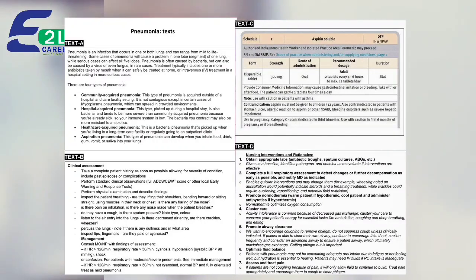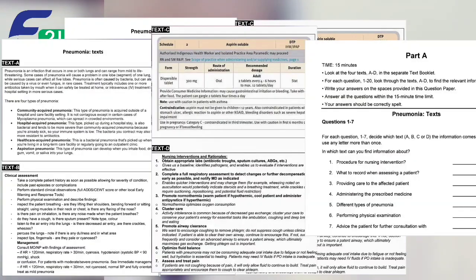So this is what they are saying in 4 boxes. One is about introduction, definition, causes and types. Second box is about clinical assessment and management. Third is about medication. Fourth one is about nursing intervention and rationale.